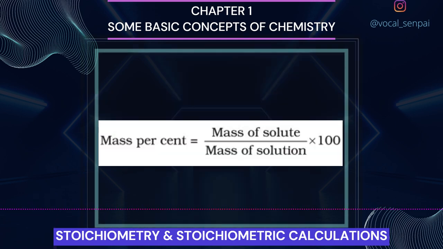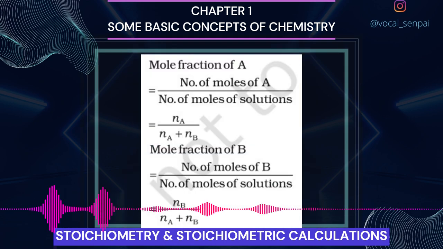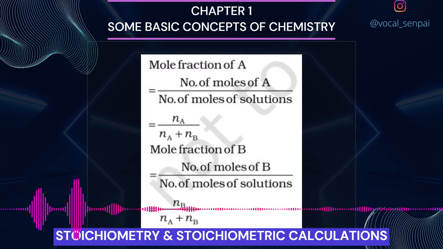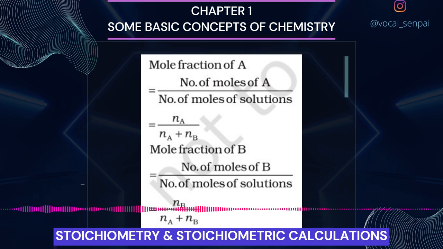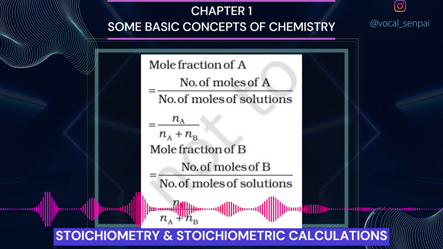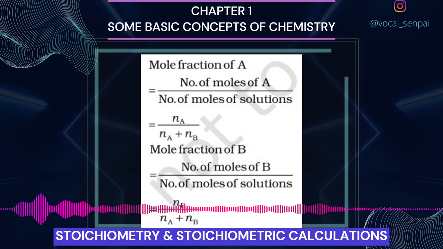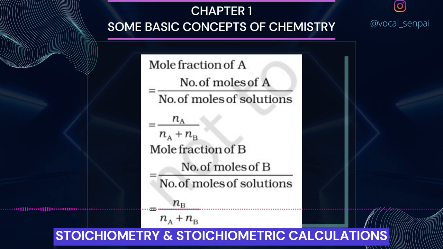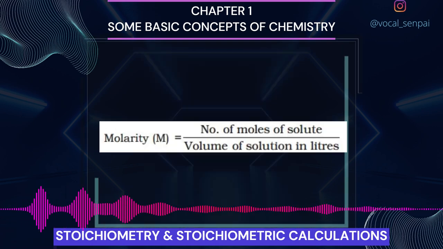Mass percent. It is obtained by using the following relation. Mole fraction. It is the ratio of number of moles of a particular component to the total number of moles of the solution. If a substance A dissolves in substance B and their number of moles are nA and nB, respectively, then the mole fractions of A and B are given as follows.